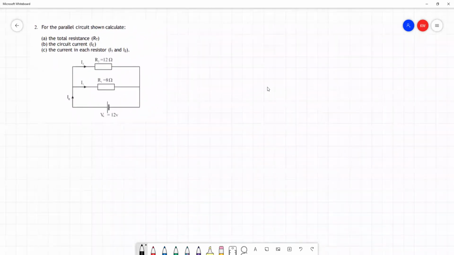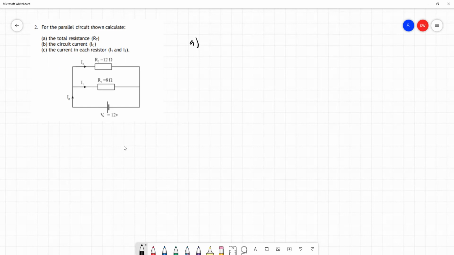So for the parallel circuit shown, calculate the total resistance, the circuit current, and the current in each resistor. And if we hadn't remembered that already, that's a big clue for us that the current isn't the same in every resistor. It's going to be different depending on the resistance of the resistor. We know the voltage will be the same in each branch, but we'll look at this one step at a time. So what is the total resistance in our circuit?